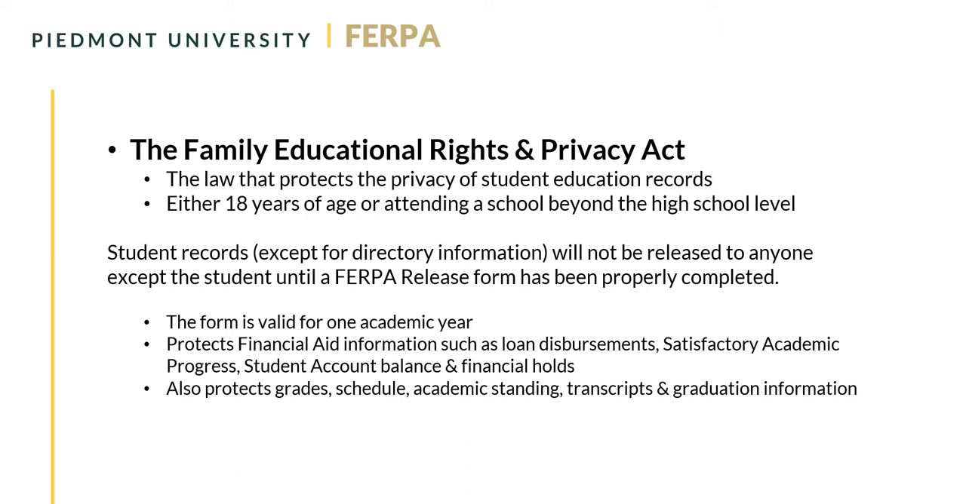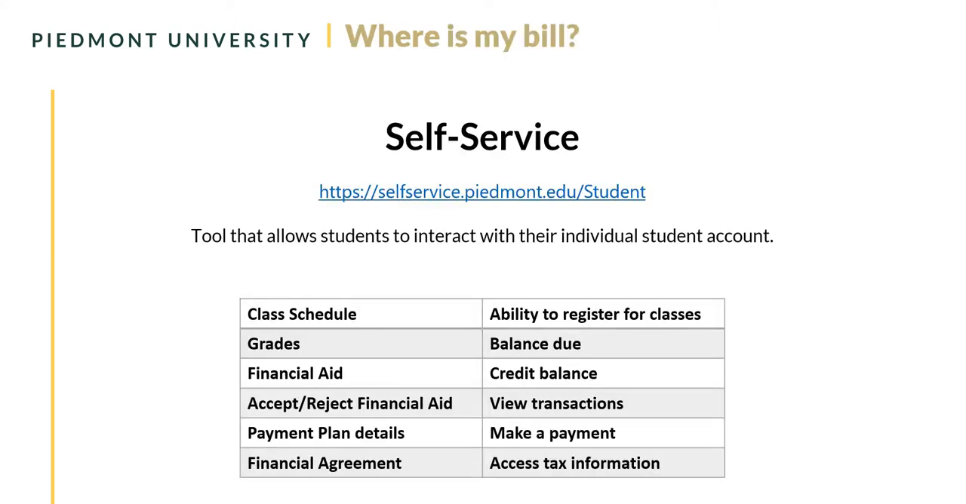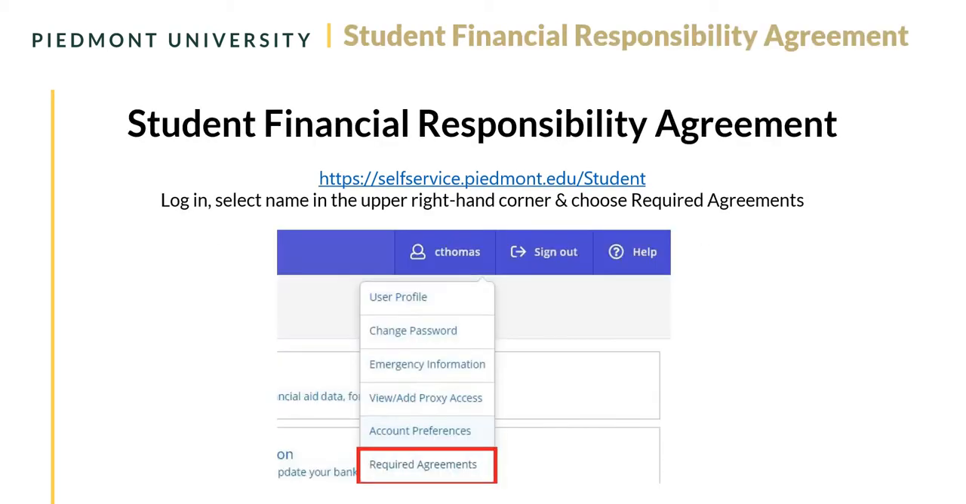Now that we know who we can talk to about your bill, let's talk about how your bill is generated and where to find it. In this section, you will hear me talk about self-service quite a bit. So let's go over that and walk through a typical student account. Before you register each semester, we will ask you to sign our Student Financial Responsibility Agreement. This agreement is provided in self-service under Required Agreements. If you have questions about the agreement, feel free to reach out to us.